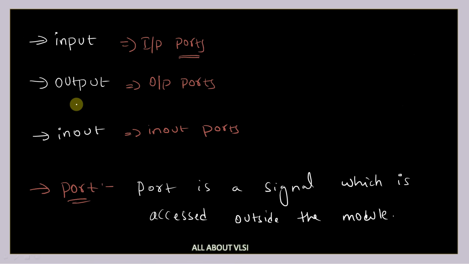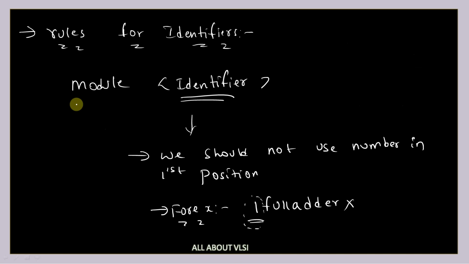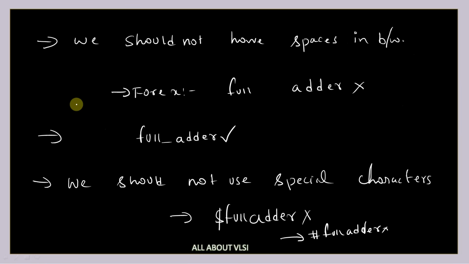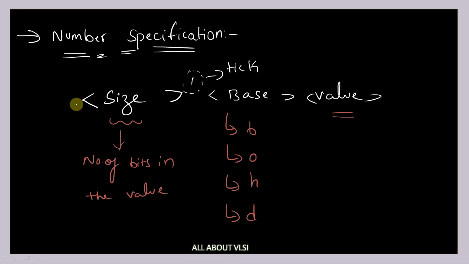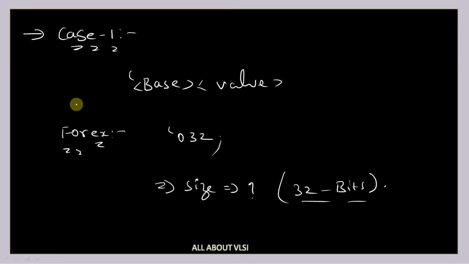And we have seen two styles, and we have also seen input-output ports for this, and we have also seen the rules for declaring your identifiers. Okay, and also started with the discussion of abstraction layers, different types of abstraction levels, comments, number specifications. These are all things we have seen in our yesterday's session. Now in this particular session, let us start with data types discussion. Let us see what are the data types which are available in Verilog.